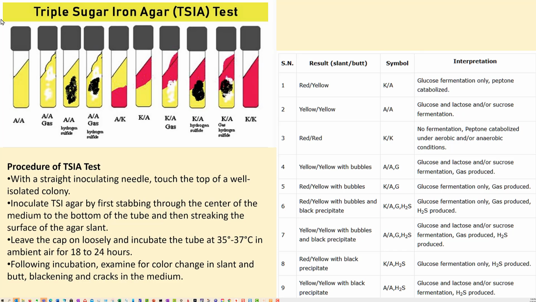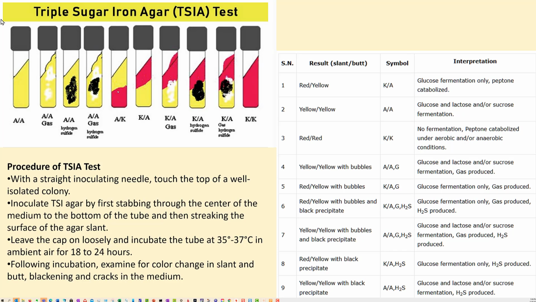I come in after 12 hours to look at the tubes, and then the black gets darker and darker, so we know that the butt was yellow at one time, and then it starts to get consumed by the hydrogen sulfide. If there's gas, we can report it as AA with gas, with hydrogen sulfide present.